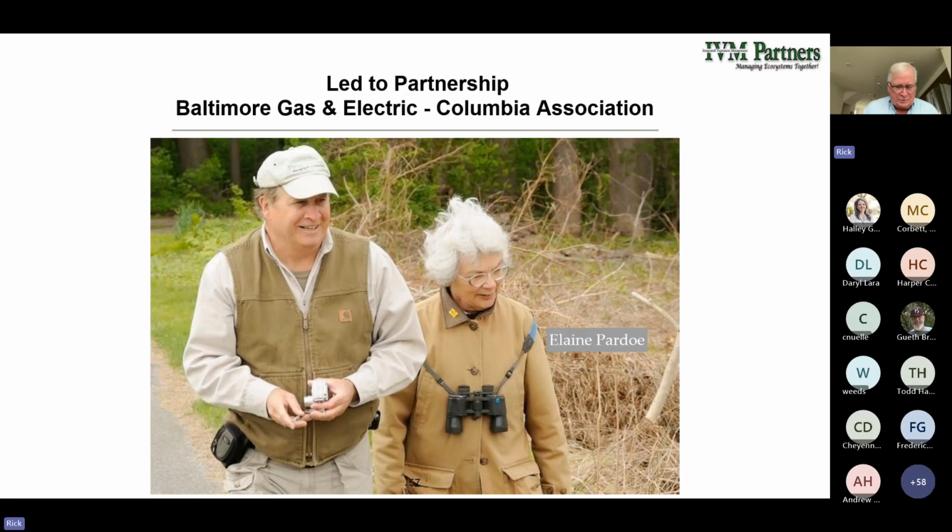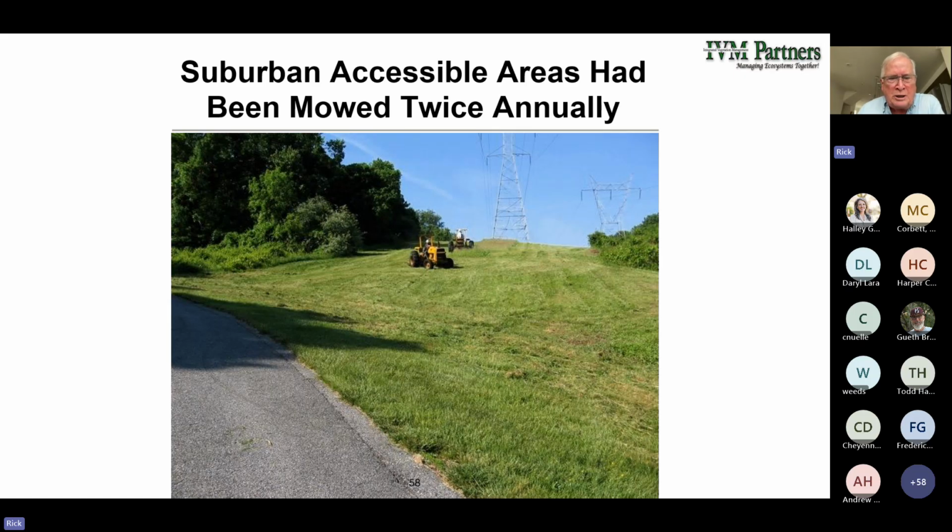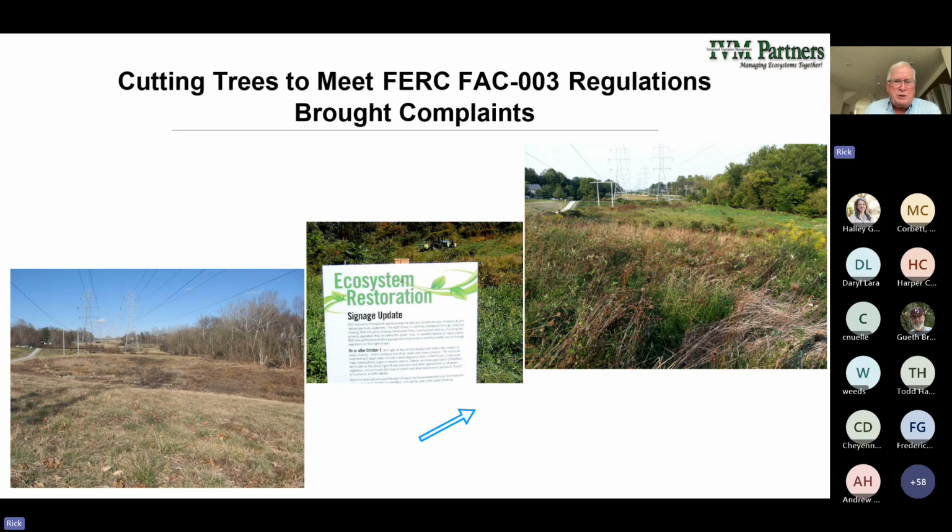Now, in a community, I always say that the ringleader is a little old lady in tennis shoes, and that was Elaine. And her husband had worked with the agencies and said, if they can do work and improve it in a wildlife refuge, why can't they do it in our community of Columbia, Maryland, which is a bedroom community of Washington, D.C. Now, people were used to it being mowed twice a year, but when BG&E had to clear the trees in the wetland area where the trees had grown up to get in compliance with FERC, well, people didn't want that either. So we put on a workshop and said, we're going to do ecosystem restoration.